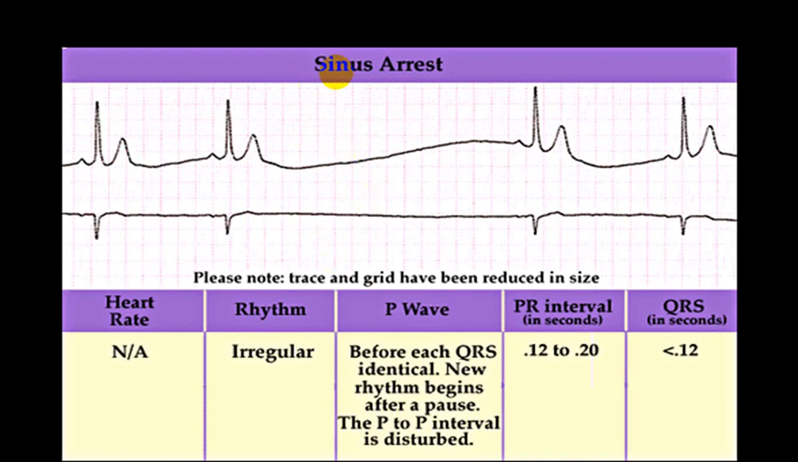So a simple way to identify the sinus arrest is, before each QRS complex you can see there is a P wave. Now there is a pause, but after that pause again you have a normal PP interval, normal RR interval. So that's why this is more in favor of a sinus arrest rather than a sinoatrial block.